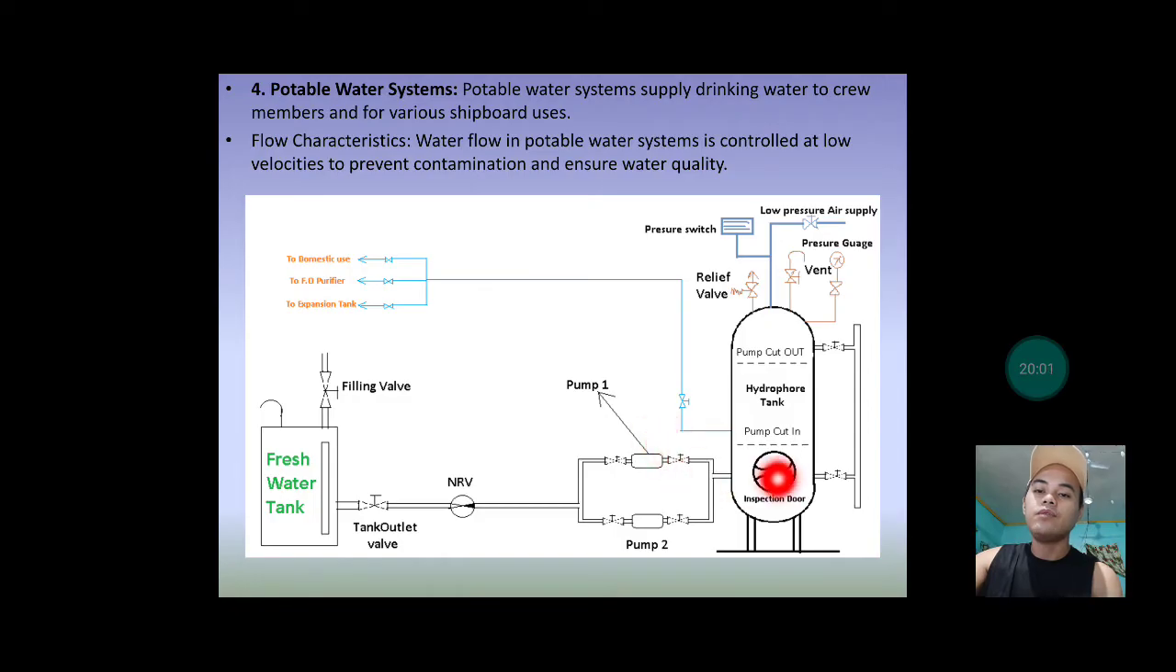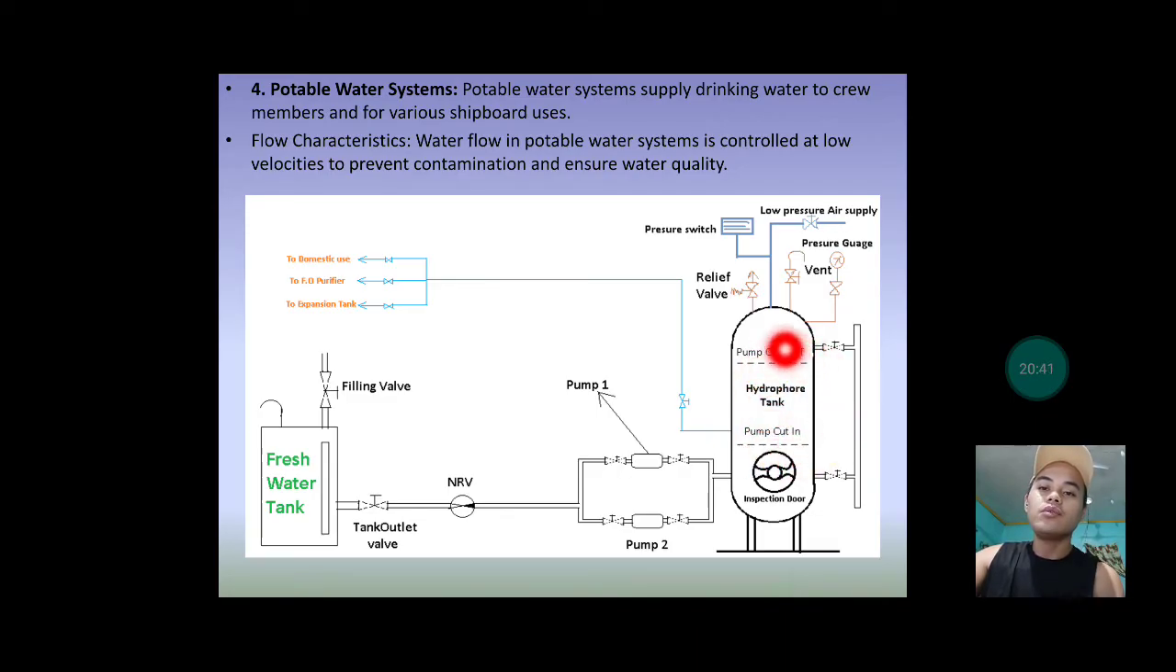We have pumps and we have a hydrophore tank. If the hydrophore tank is empty, it is full of air. When the pump starts, fresh water is sucked in by the pump and goes into the hydrophore tank, filling it up while the air at the top is compressed. As it compresses, the air pressure builds up. At a certain setting, for example 7 bar, if it reaches 7 bar, it will automatically send a signal to the pump to stop. So the pressure inside the hydrophore tank is already 7 bar.